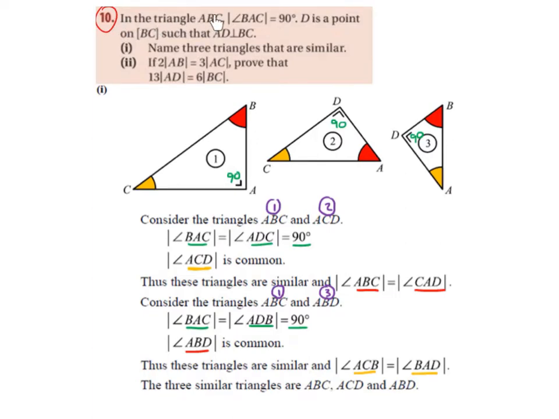In the triangle ABC, the angle BAC is equal to 90 degrees. D is a point on BC such that AD is perpendicular to BC. Part 1, name 3 triangles that are similar.